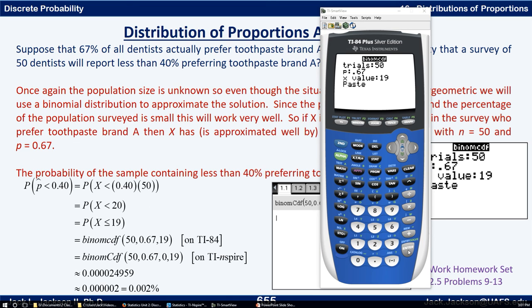Hit paste and enter, and there it is. Now notice the E-5, that really means times 10 to the -5, which means we move the decimal 5 places to the left, so that's going to give us 4 zeros, then the 2, 4, etc. So that's about 0.002%. Very small, almost zero there.